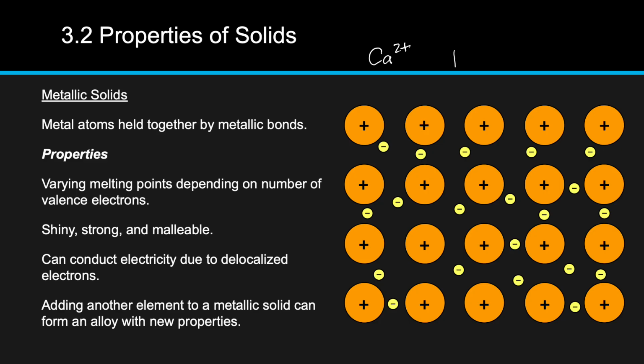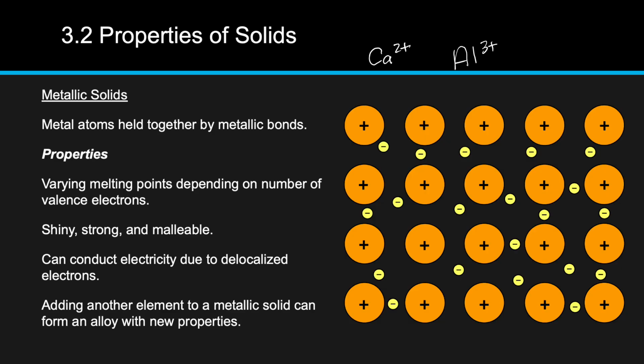But if we're comparing that to something like aluminum, aluminum has a positive 3 charge. So for every 1 aluminum cation, you're going to have 3 delocalized electrons. So as you increase that charge, you're going to increase the attraction between the positive cations and all of the electrons surrounding it. Other characteristics to look out for in metallic solids would be that it is shiny, it is pretty strong, and it is malleable and ductile. It also can conduct electricity as a solid because it has delocalized electrons that can carry that current.